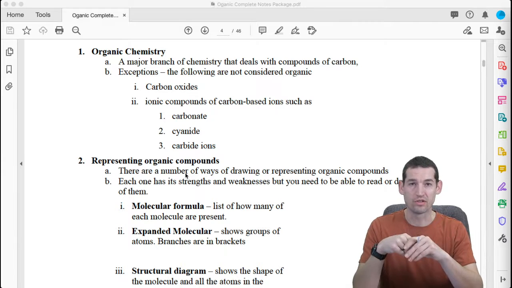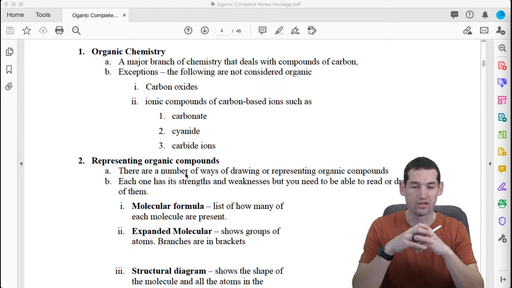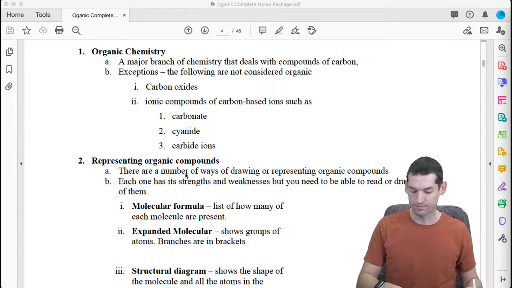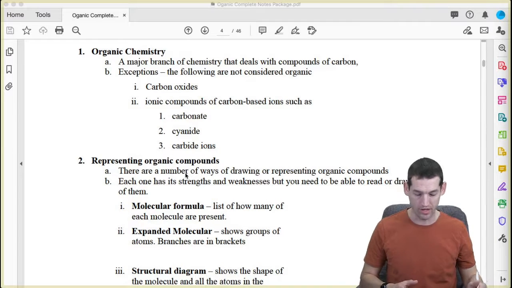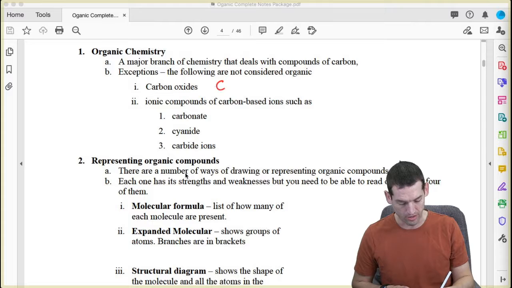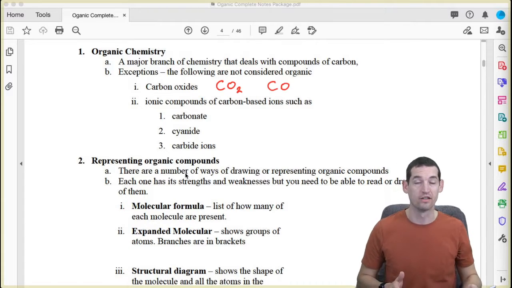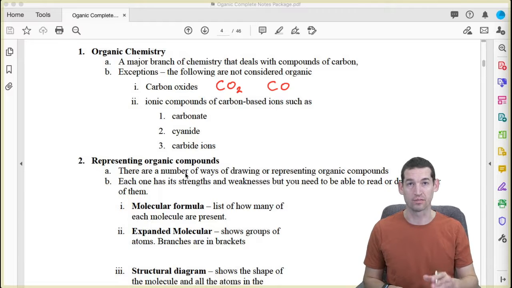There are some exceptions though. There are some carbon-containing compounds that we don't consider organic, and that's what you need to know for these exceptions listed here under B. The first one is the carbon oxides. So for this one, the carbon oxides would be carbon dioxide, CO2, and carbon monoxide. Those are really the only two that you need to know. But just know that if you see them, even though they have carbon, these are not organic molecules. Okay, they are an exception.